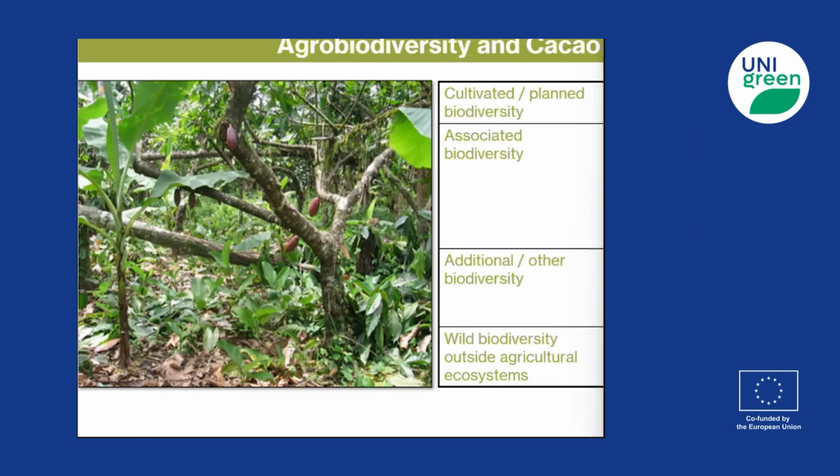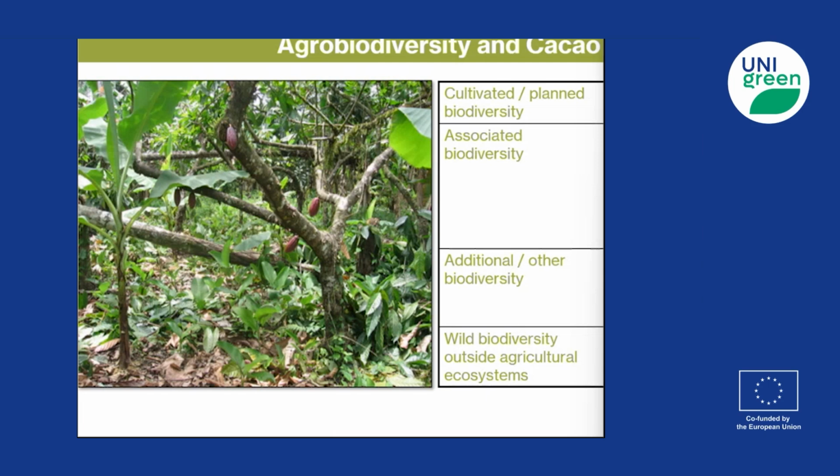This is just an example of cocoa, that they need shade, okay? But because they need shade, we decide what kind of fruits, other trees we can have, or we have timber, or we have medicinal plants when you are establishing the cocoa. So this is the cultivated or plant biodiversity, which with farmers, we decide.